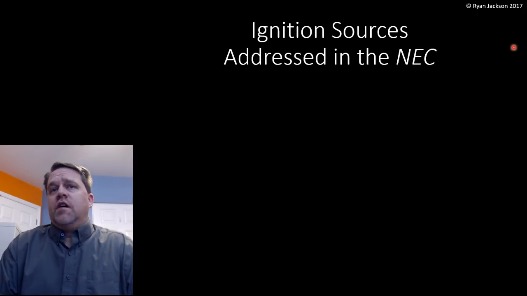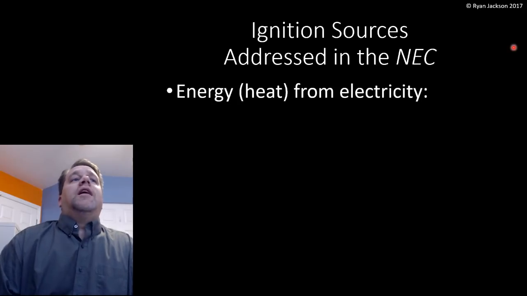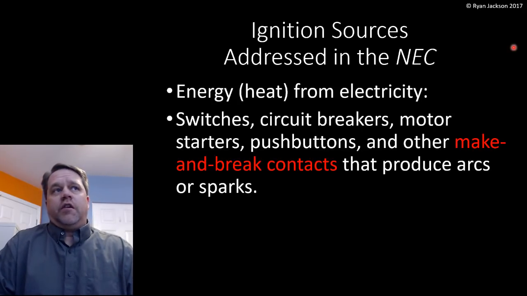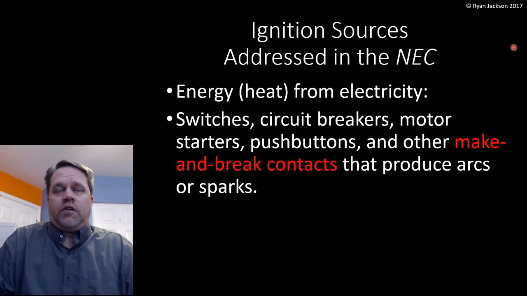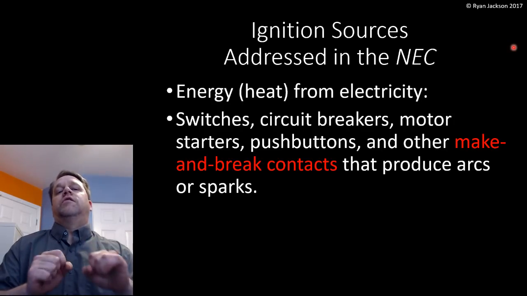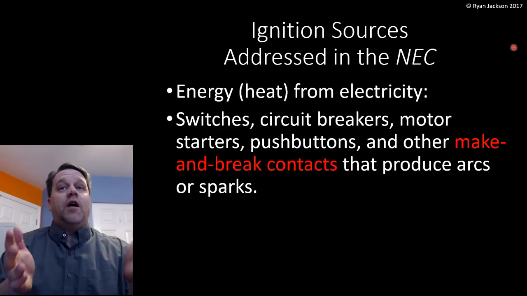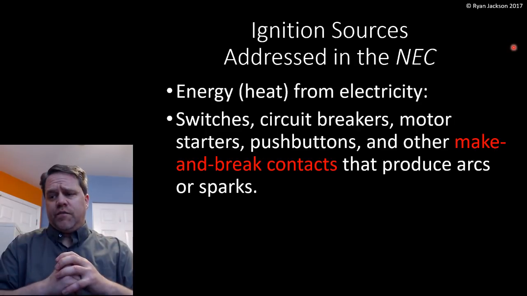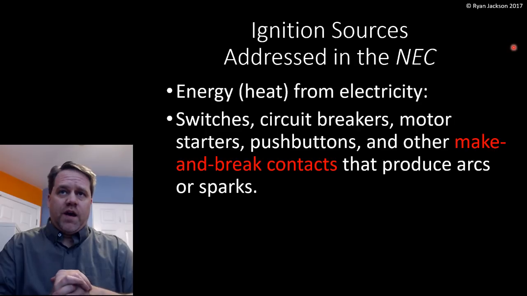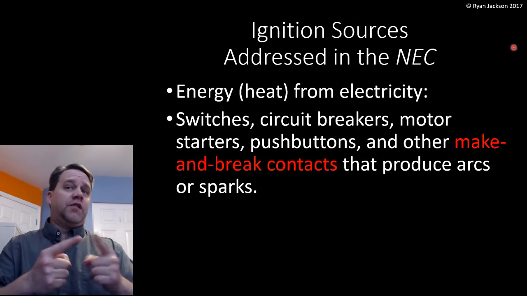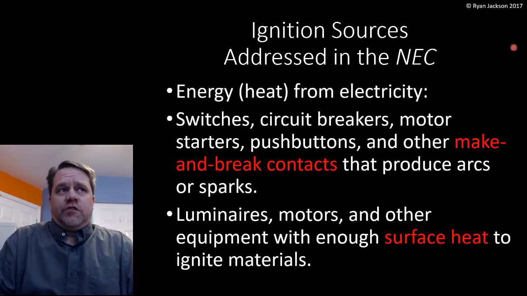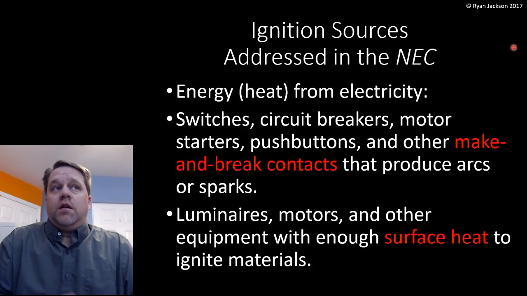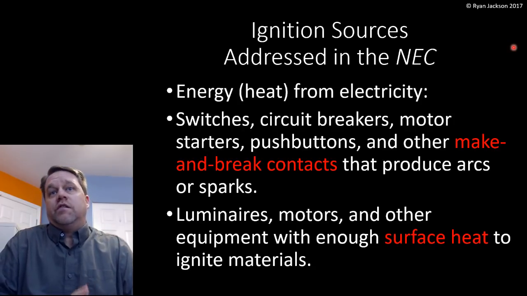Now, the ignition sources that we're going to talk about in the code, we're talking about energy or heat from electricity, so switches, circuit breakers, motor starters, push buttons, and other make and break contacts that produce arcs or sparks. Make and break contacts is a phrase that you're probably going to hear me say a lot over the next hour or 2 hours. Make and break contacts is public enemy number one when it comes to a hazardous location, because a make and break contact creates an arc, and that's 1/3 of the fire triangle. The other ignition source that we concern ourselves with in the NEC, again, is surface heat. Luminaires, motors, transformers, or other equipment that has enough surface heat to ignite the surrounding environment.